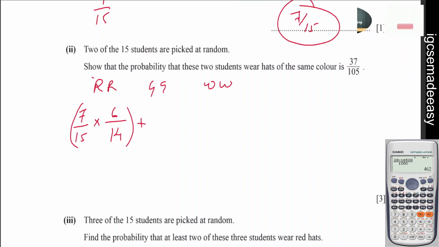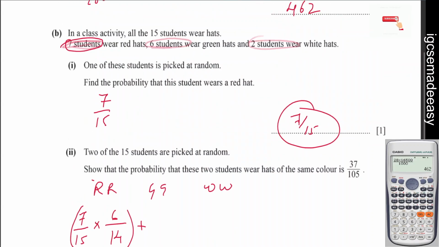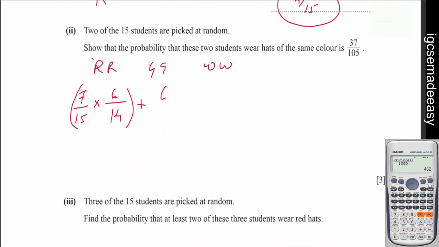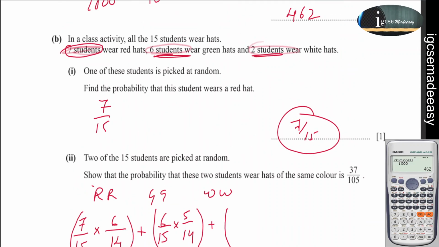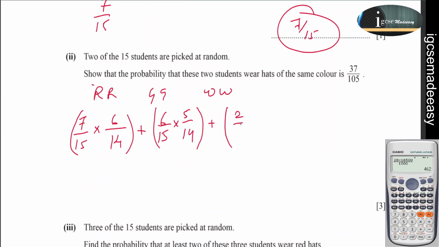And the other one is green and green, right? The total number of students who wear the green hat is 6, so 6 by 15 for the first. If I select one more student with a green hat, then the green hat count will be less. Now it will be 5 remaining, and the total will also be reduced to 14. And for the white hat, the total number is 2 by 15 the first time I select. The second time, the number will be reduced from 2 to 1, and the total will also reduce to 14.